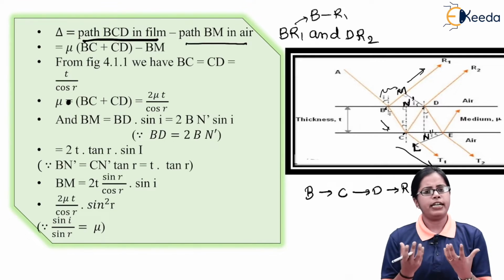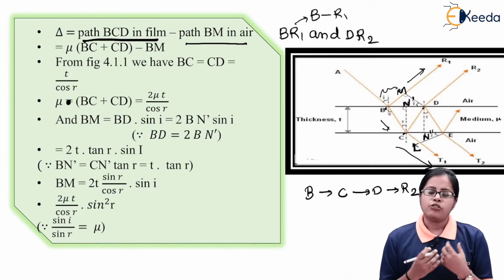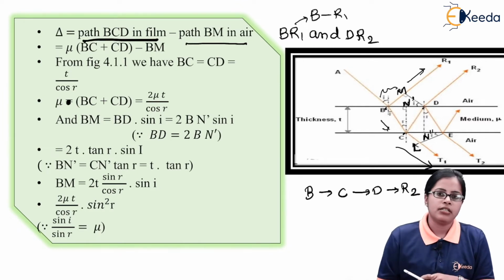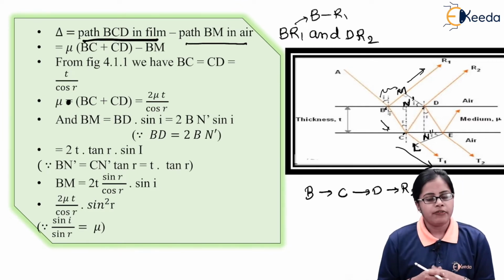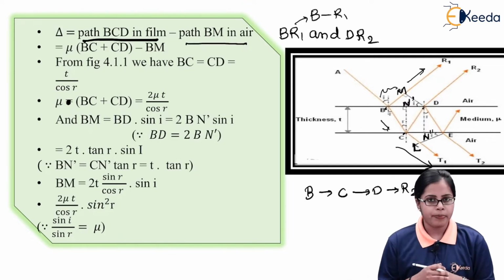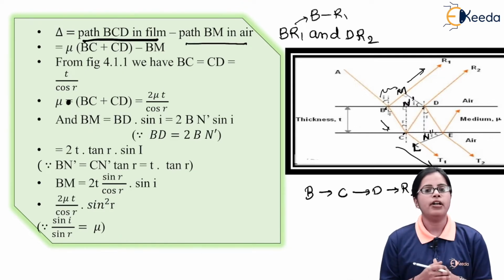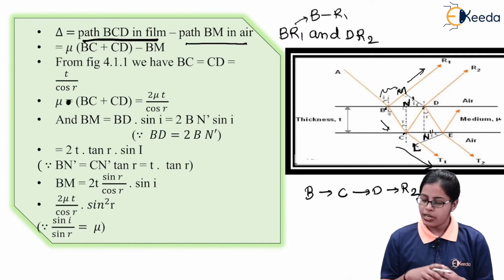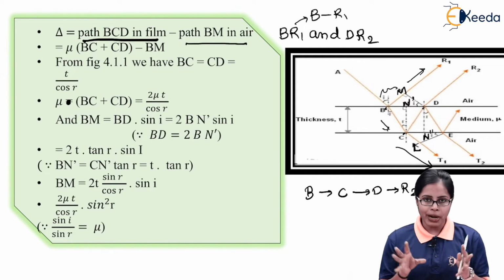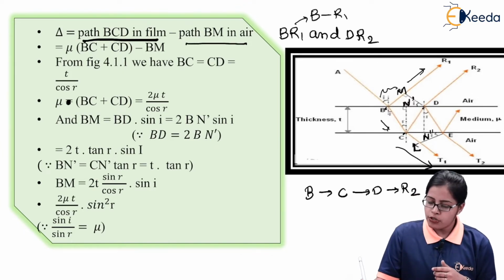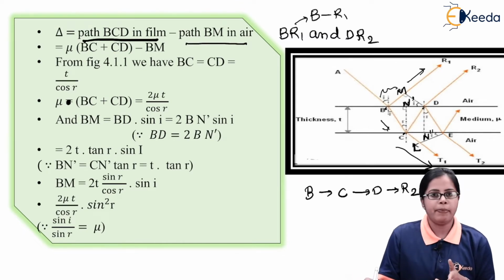So if we have two paths over here, we need to calculate using the two paths. So using the two paths, we need to calculate the path difference between the two rays, that is BR1 and BR2. So what is the method of calculating the path difference? To calculate path difference mathematically, what we need to draw in this particular diagram, we need to draw a perpendicular from point D to the ray BR1.